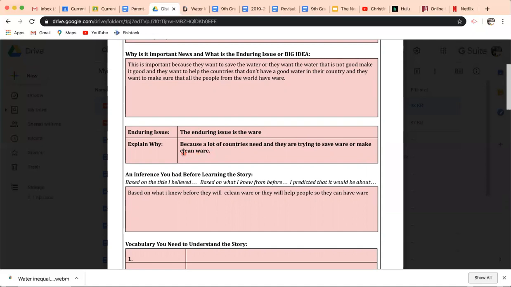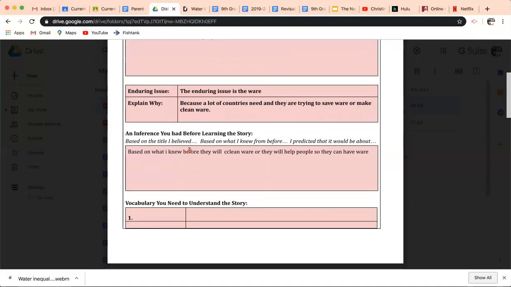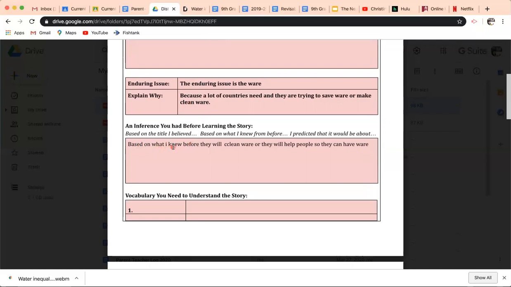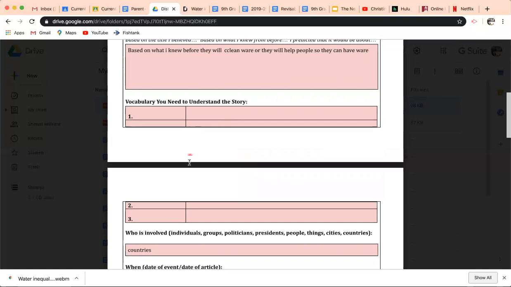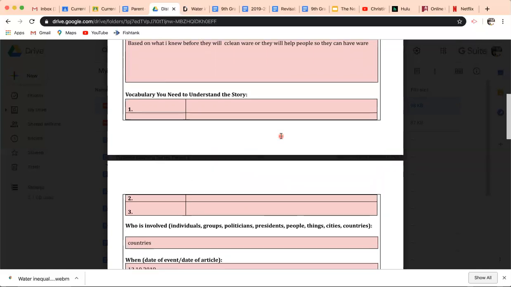Okay, starting the sentence with because, that's not a full sentence. Based on what I knew from before, okay, they used a sentence starter, that's good. They will clean or they will help people so they can have war. No, again, typo. This is too short, not well developed. Vocabulary. Yes, you absolutely do have to do the vocabulary.